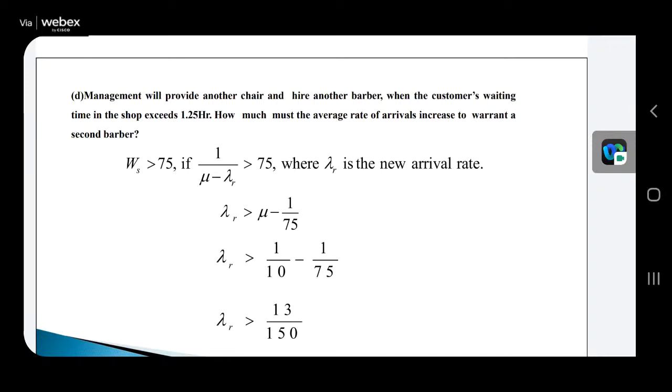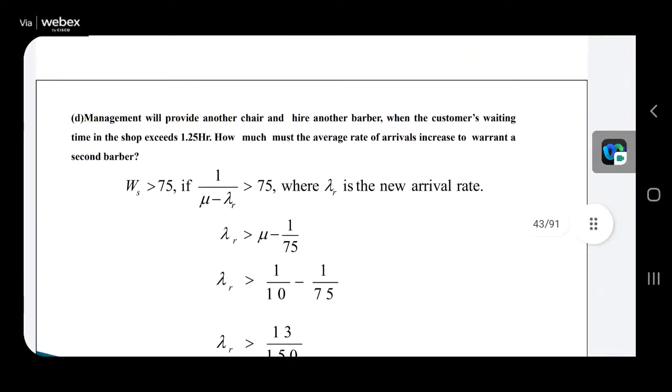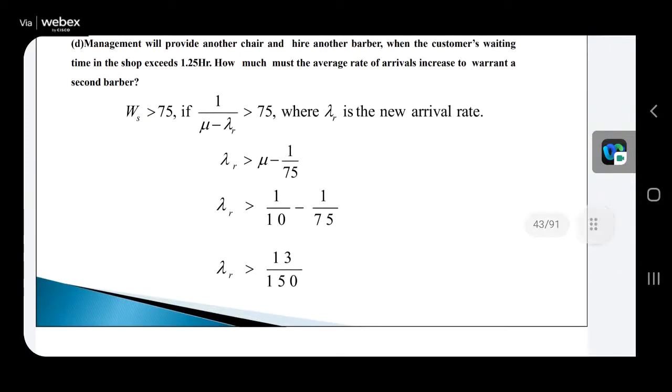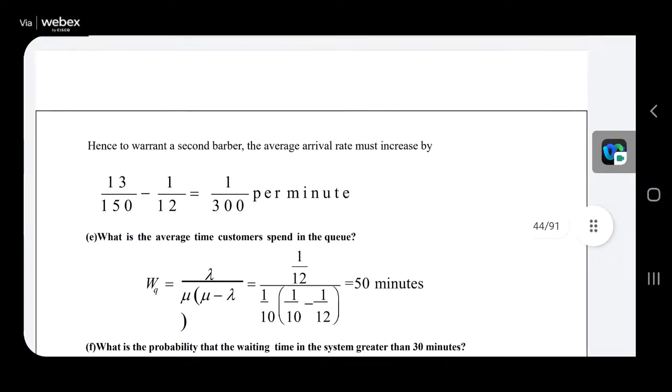So always, if this case comes, you have to take the new arrival rate, lambda r. And my intention is finding lambda r. Just equate the equation, I got lambda r as 13 by 150. But that is not the question they are asking. They are asking the average rate of arrivals increase. It means this new one minus the old one. So it will be 1 by 300 per minute. This is the answer they are expecting. Okay, so next I'll go.